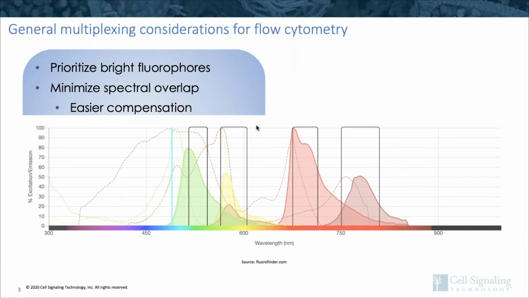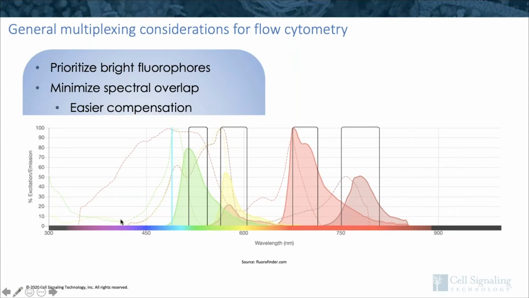So I'll typically consult a spectrum viewer when I'm trying to get an idea of what the excitation and emission spectra look like for the fluors I'm considering in my experiment. There are a number of these around. This screenshot in particular is from fluorofinder.com.